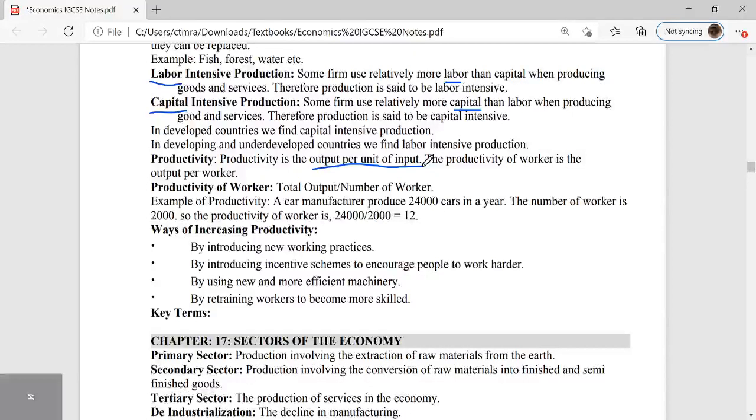Okay, so here we have some of the ways to increase the productivity of labor. We have new working practices. You can come up with new working practices. Then, like division of labor maybe. If you use them, the productivity usually rises. Then incentive. If you can motivate the workers, then they'll be motivated to work, the productivity will rise. Then you can make your machinery more efficient. Okay. And then by retraining workers to become more skilled. Okay, so if you retrain them, then the skill will also improve.